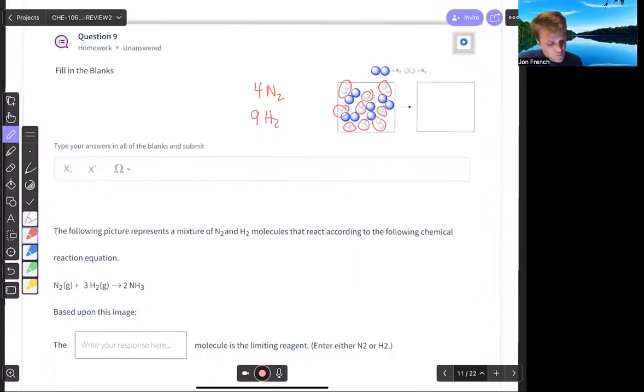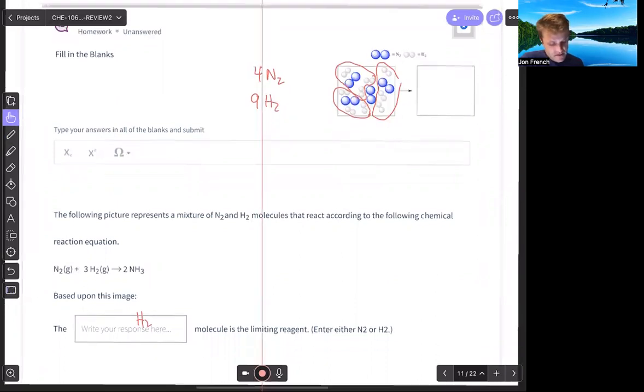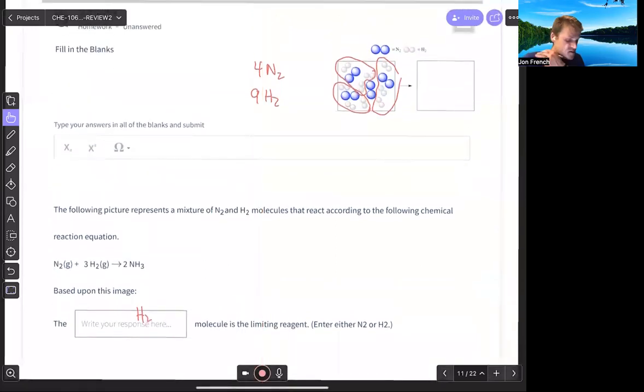For every 1 nitrogen, we need 3 hydrogens. So here's 1 nitrogen and 3 hydrogens. Here's 1 nitrogen and 3 hydrogens. And then here's 1 nitrogen and 3 hydrogens. So what's the limiting reagent? I would say hydrogen is the limiting reagent because we have excess nitrogen. That's question 1.